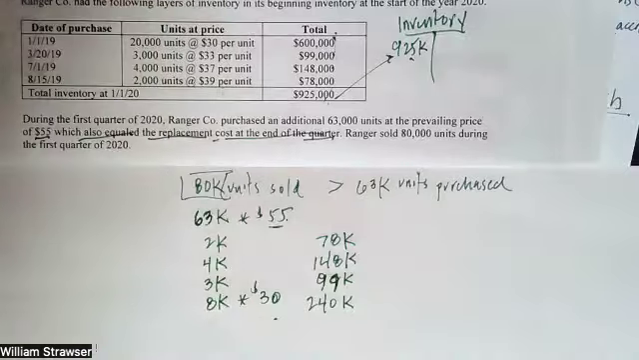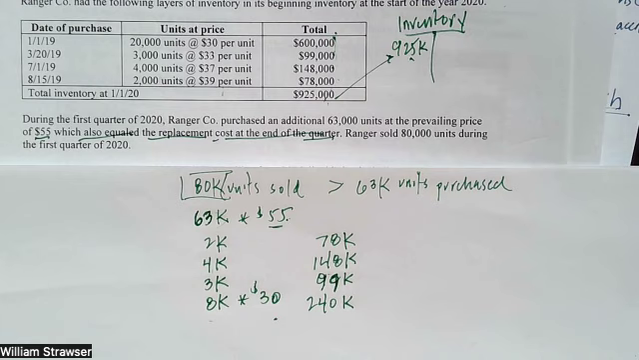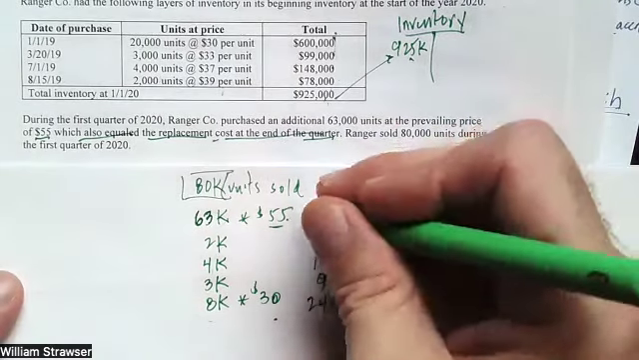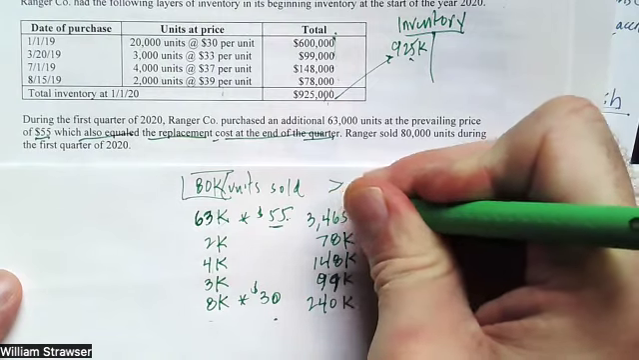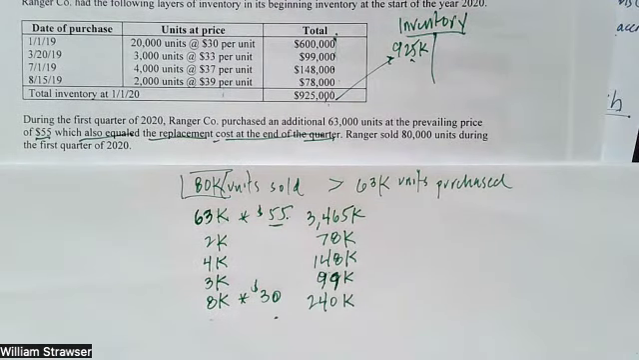And the 63,000 at 55, I'm going to have to go to the calculator so I don't flub that. 63. That's actually going to be the bulk of our price, especially with the increase in the price, $3,465,000. Right. So now we just add up all of these. This would be my cost of goods sold if I reported using LIFO.